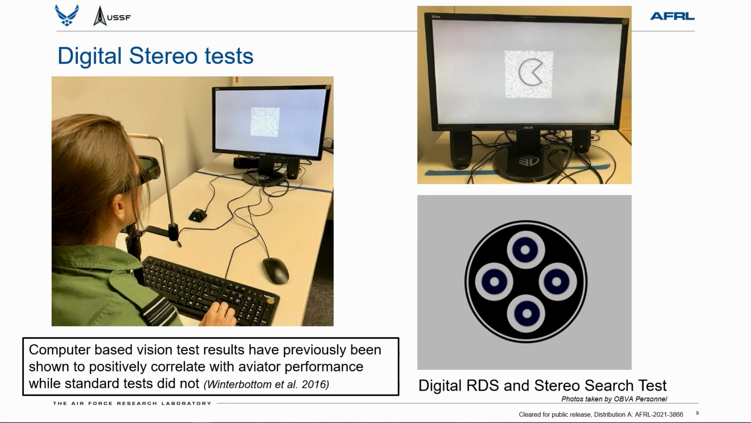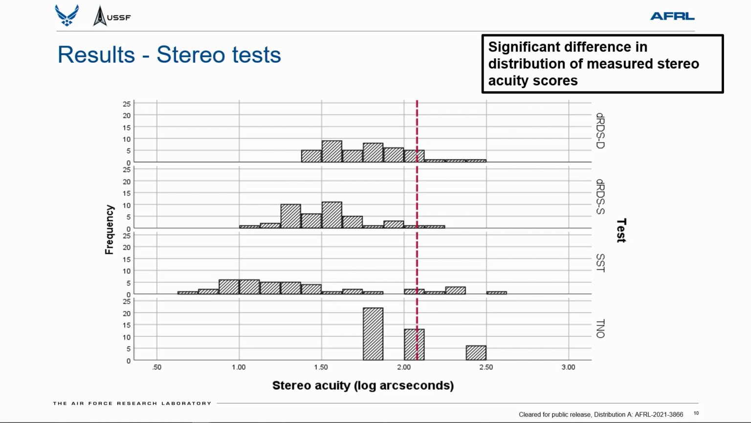So we were looking at 4 stereo tests. Each of our participants took all 4 of the stereo tests and they did that twice. So you've got the TNO test. You have 2 versions of the random dot stereogram, a static and a dynamic, and then the stereo search test as well. And we'll go straight onto the results. So just to remind you, we had 43 participants, and they took all of these tests. So it's the same group of people in each line.